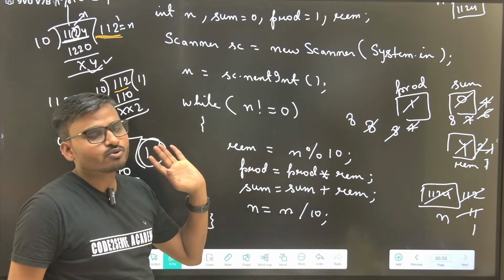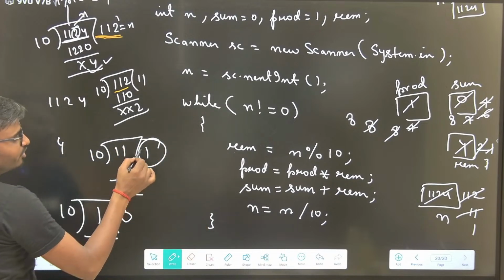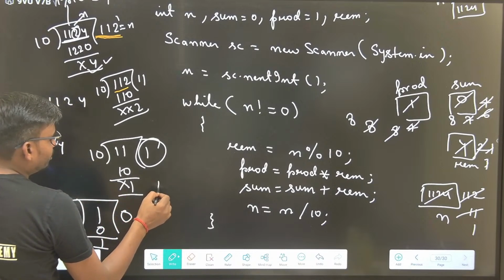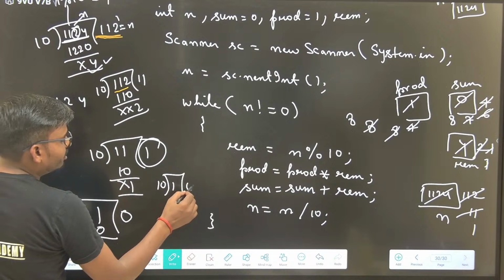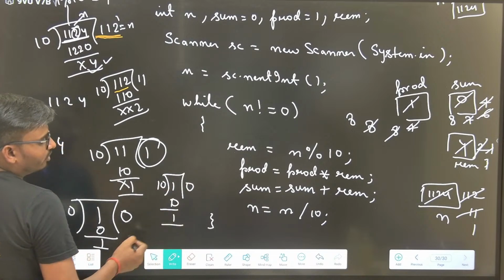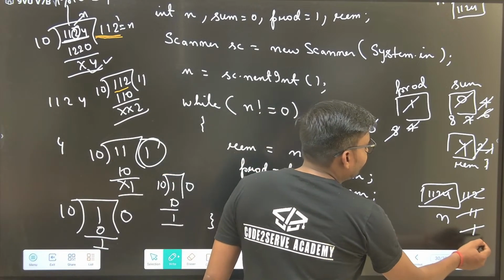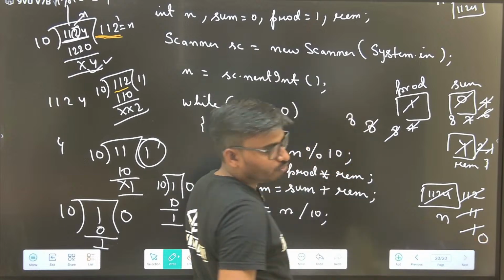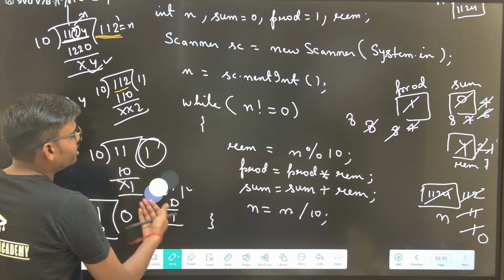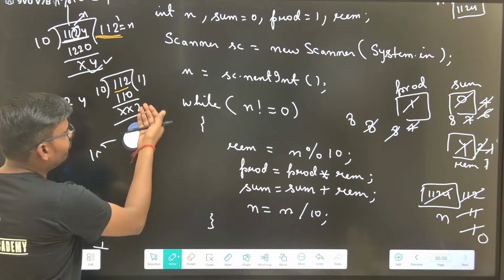Next, n is equal to n divided by 10. That means when you divide 1 by 10, the quotient you are getting is 0 and the remainder is 1. Got it? So if you divide over here, this time you are getting 0. Now the value of n is 0. So it will break this loop. That means it will get terminated and it will move out.